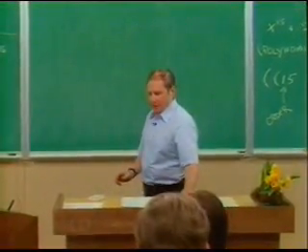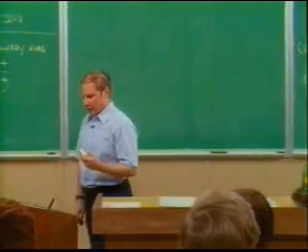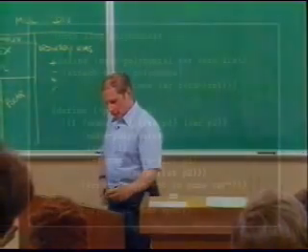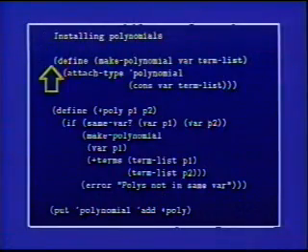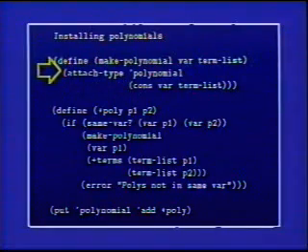Okay, well, how do we implement our polynomial arithmetic? Let's start out. What we'll do to make a polynomial, we'll first have a way to make polynomials. We're going to make a polynomial out of a variable like x and a term list. And all that does is we'll package them together some way. We'll put the variable together with the term list using cons, and then attach to that the type polynomial.